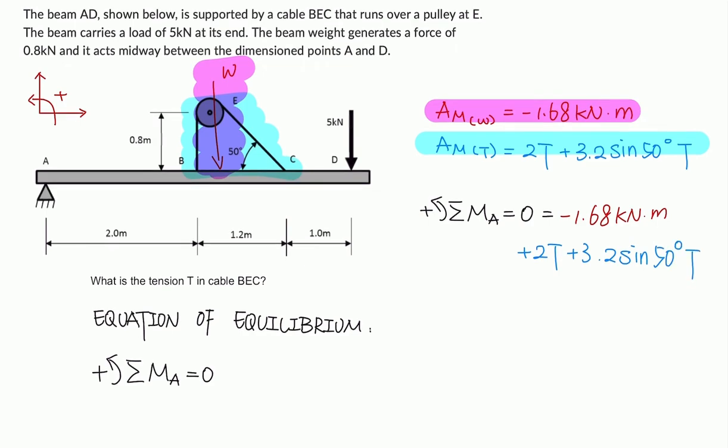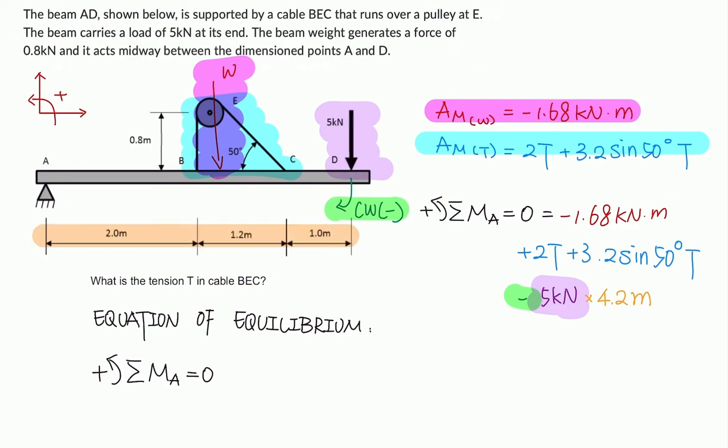In addition to that, there is a 5 kilonewton force creating a clockwise moment about point A, which will be negative 5 kilonewtons times the distance 4.2, which will be the distance between A and D, 2 plus 1.2 plus 1. And so for T, we will get T equals 5.1 kilonewtons.